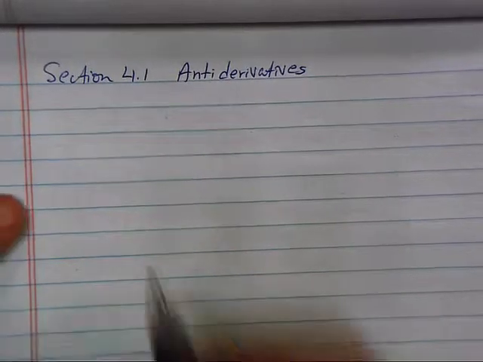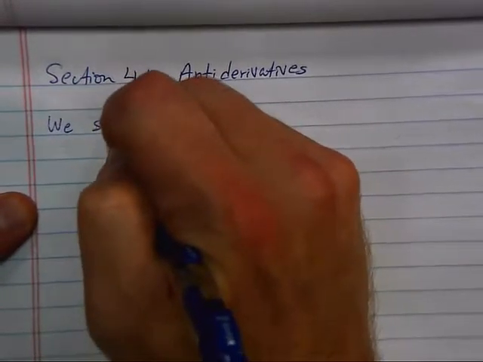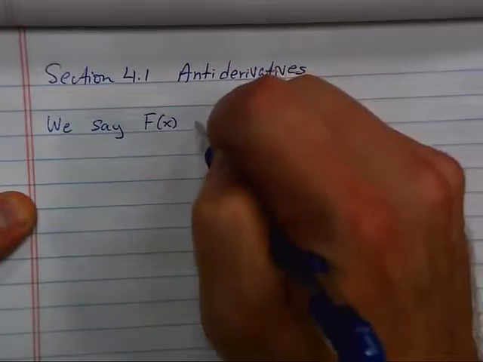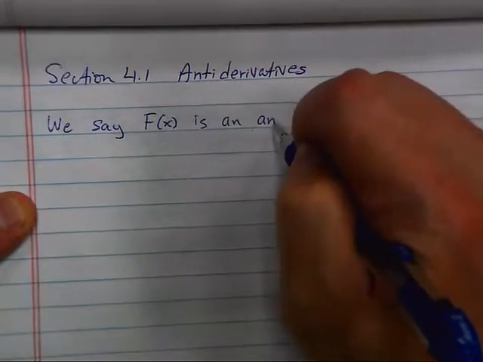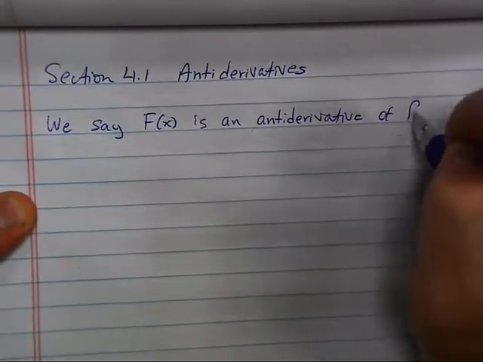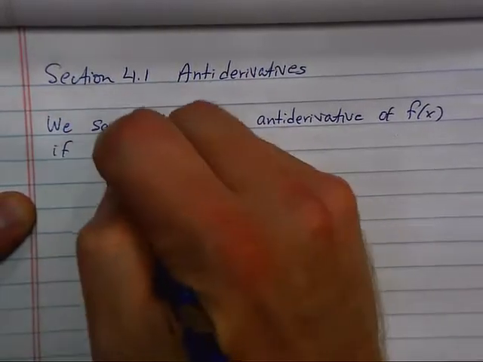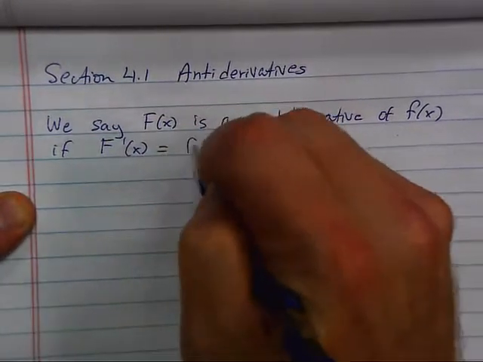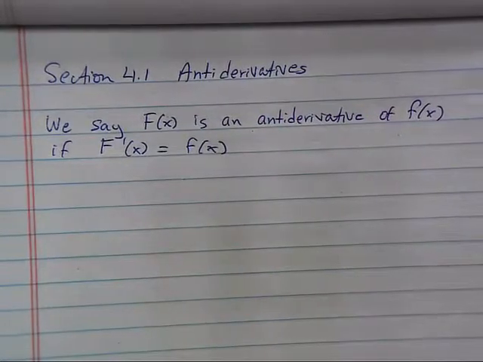All right, so we say capital F of x is an antiderivative of little f of x if the derivative of capital F gives me little f. So it's kind of like we're going to be playing Jeopardy today. In the past, I would give you the function and I would say, tell me the derivative. Today, I'm going to give you the function and I'm going to ask you, give me the function that when I take its derivative, I get this answer.